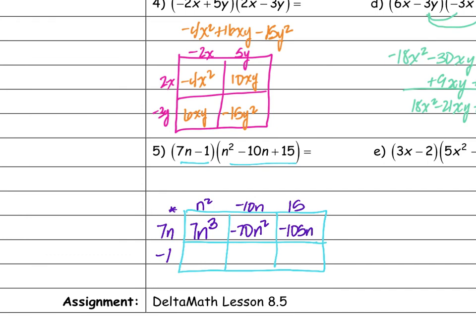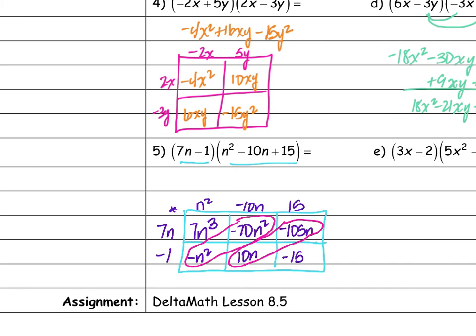Okay, negative 1 times n squared is negative n squared. Negative 1 times negative 10 is positive 10n, and negative 1 times 15 is negative 15. So look, I've got a set of like terms here. Here's my n squareds, and then here's my n's.